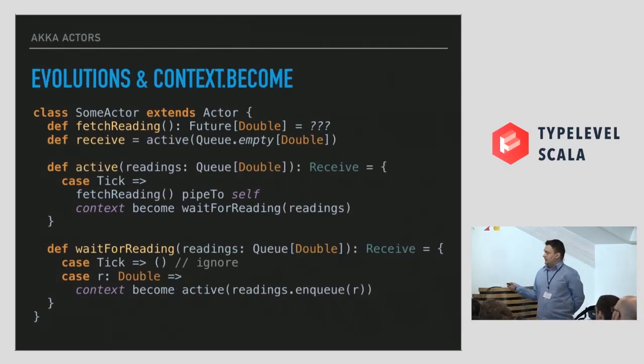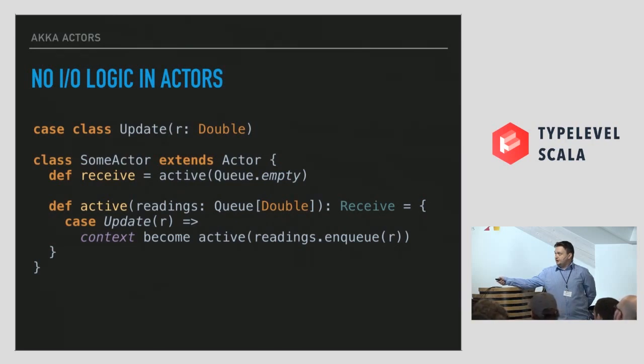Evolutions and context become, I hate variables and mutable data structures. The way to work with actors, the way Erlang does it, is to evolve the receive function. And we can also do that with Akka. Instead of having a state that is mutable, we can have special receive functions, and we can evolve them with context become. So in this example, readings is no longer mutable. It's passed as an argument to our receive function, and we simply evolve it when we've got a new state. This works, and it protects you from problems like capturing readings in a future: at least you won't be able to modify it. It's going to be read-only because it's immutable.